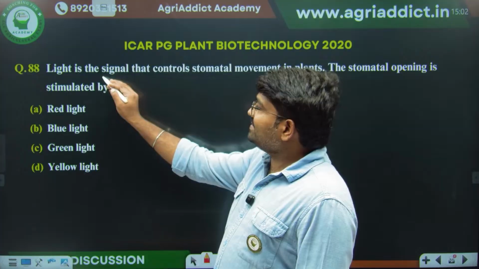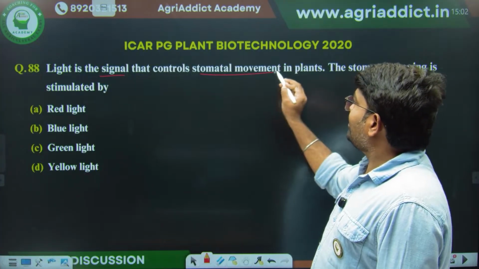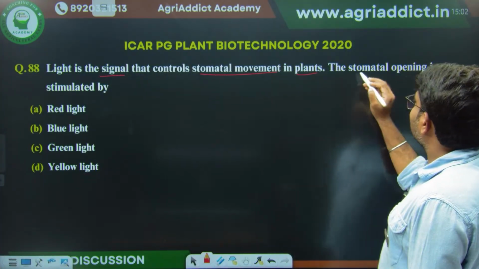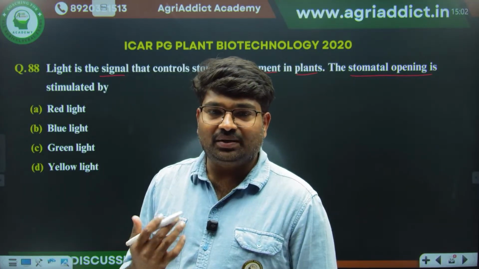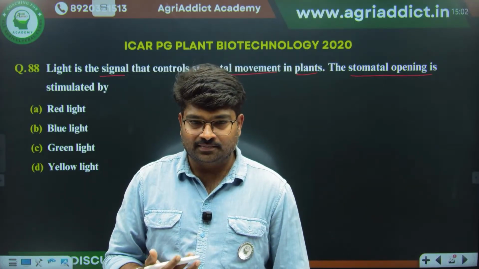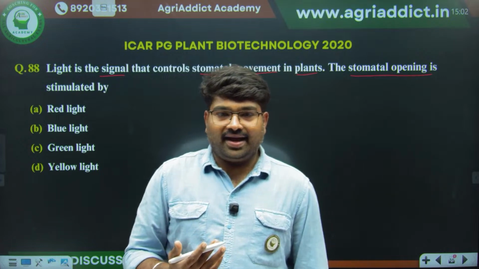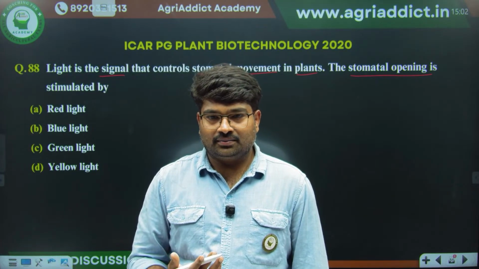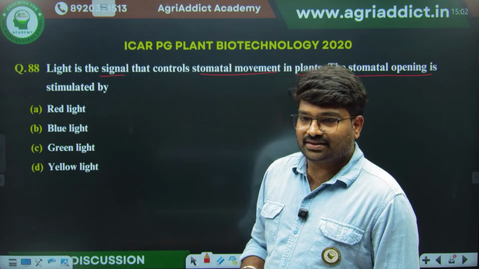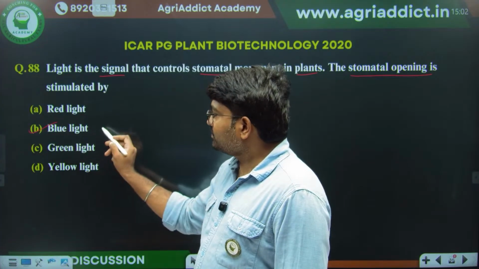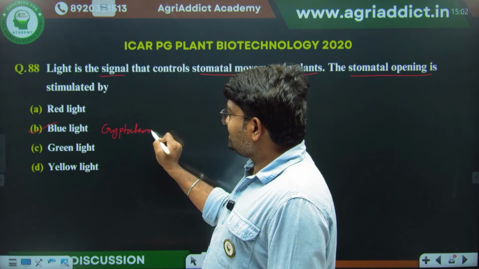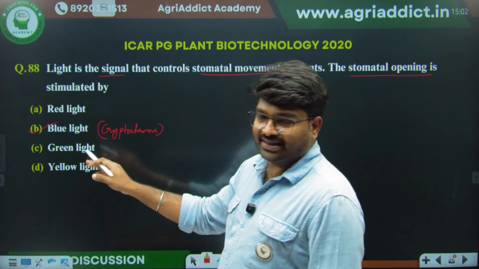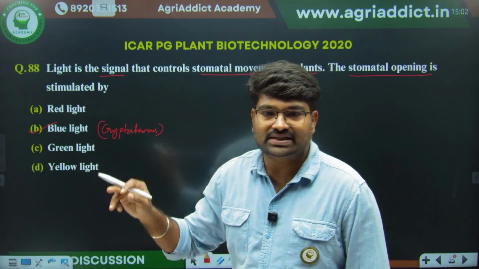Light is the signal that controls stomatal movement in plants. The stomatal opening is stimulated by which light? Which light will stimulate stomatal opening and closing? Blue light, red light, green light or yellow light? What will be the answer? Yes, very good. Blue light, particularly cryptochromes. Cryptochromes are involved as blue light sensors that help in the opening and closing of stomata.